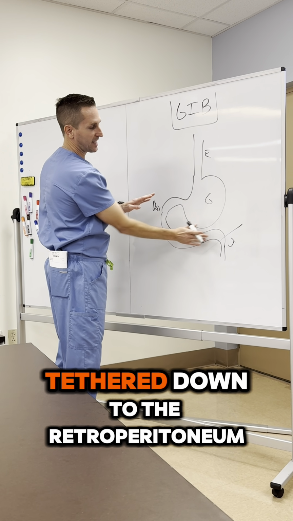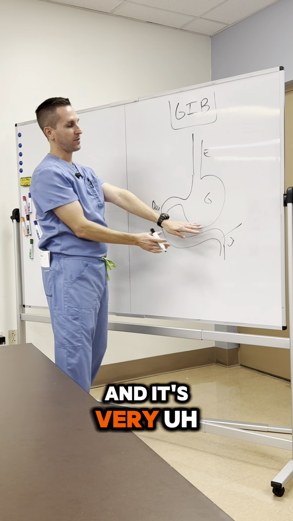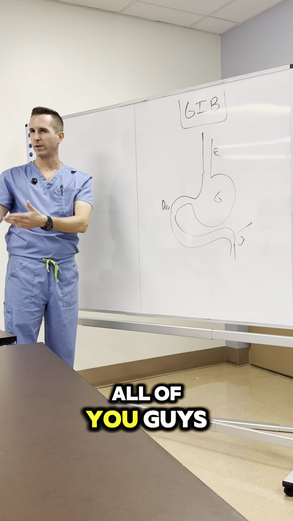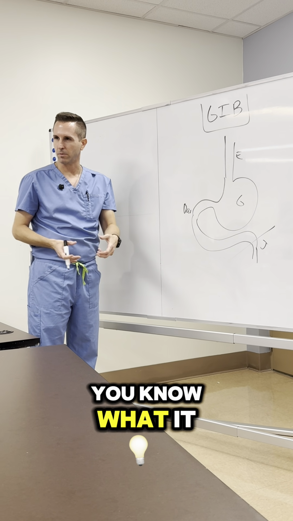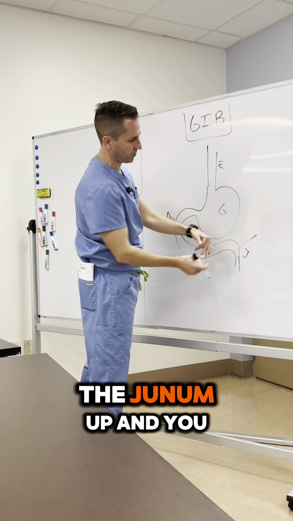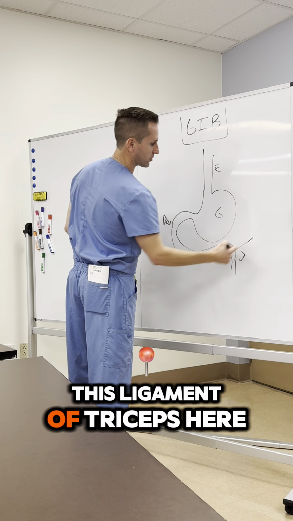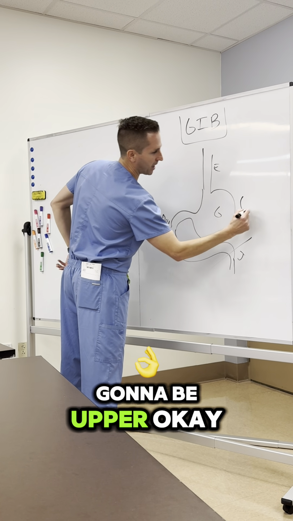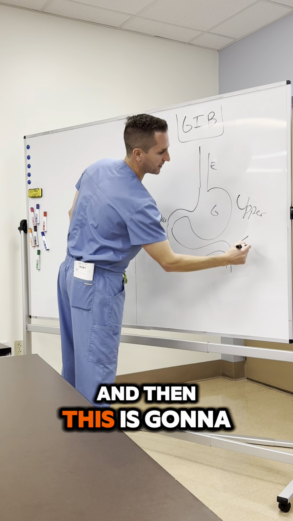This is tethered down to the retroperitoneum. Have all of you seen that intraoperatively? You can really get down there and pull the jejunum up, and you see this ligament of Treitz here. So this is going to be upper, and then this is going to be lower.